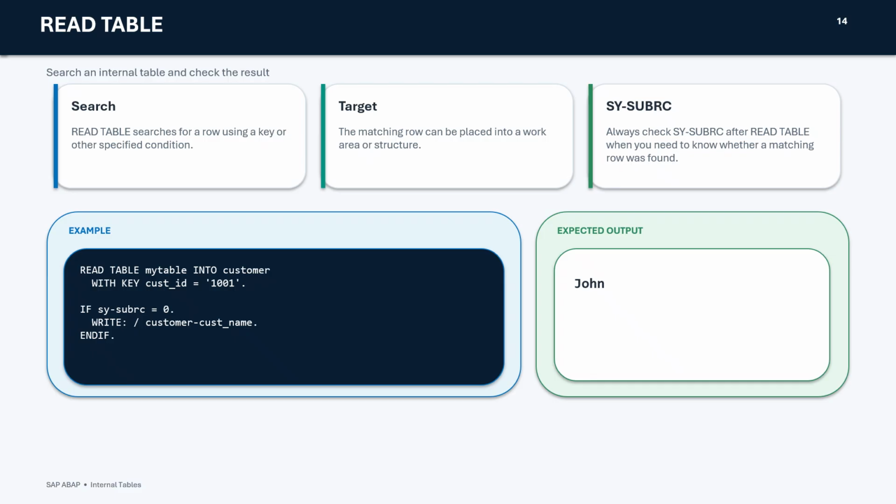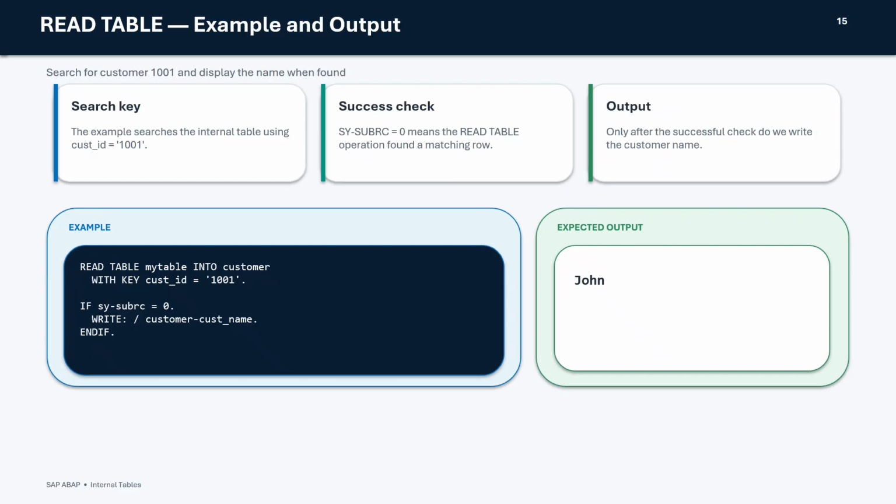So here we can see the expected output. We are getting 1001 and the name John. That's why this record is successfully executed, and we are getting the output John.